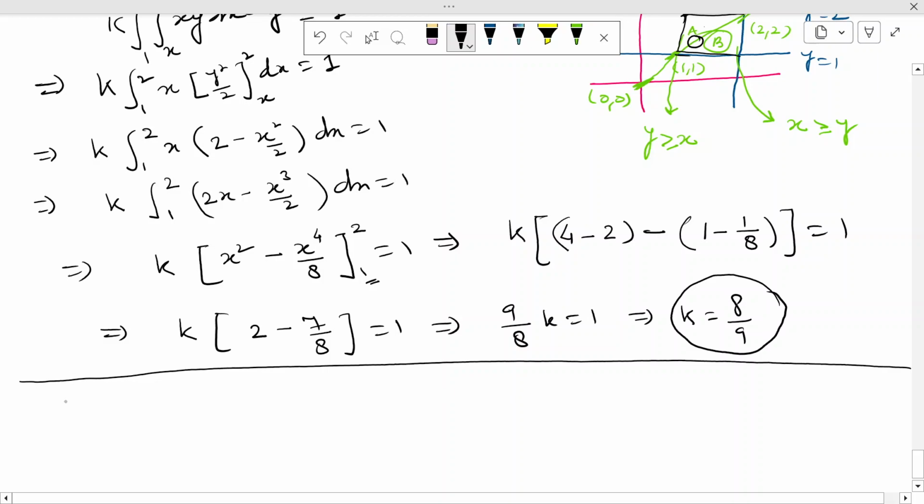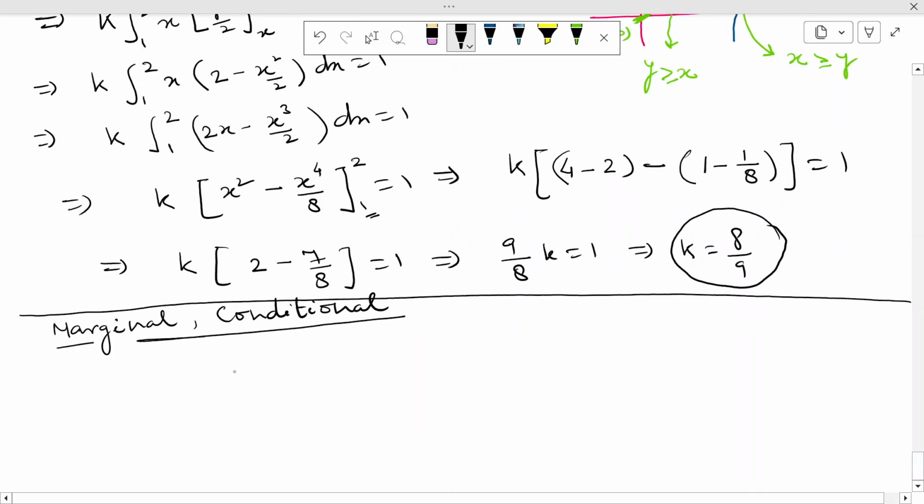Now in a two-dimensional continuous random variable, similar to the case of discrete random variables, we have the concept of marginal density function, and we also have the concept of conditional. So how can we find the marginal and conditional density functions for two continuous random variables? Let's say we are given f(x,y), which is our joint PDF.